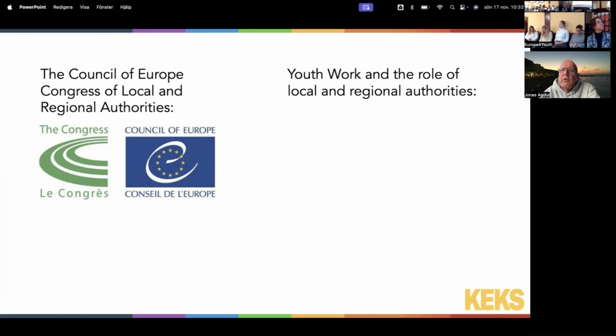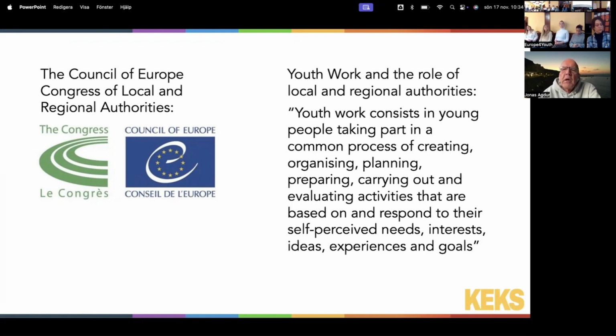So, youth work and the role of local and regional authorities, and this is both a resolution, a recommendation, and a so-called explanatory memorandum, and it's the most detailed political document that we have today on youth work and what it takes to develop it. It says that youth work consists in young people taking part in a common process of creating, organizing, planning, preparing, carrying out, and evaluating activities that are based on and respond to their self-perceived needs, interests, ideas, experiences, and goals.